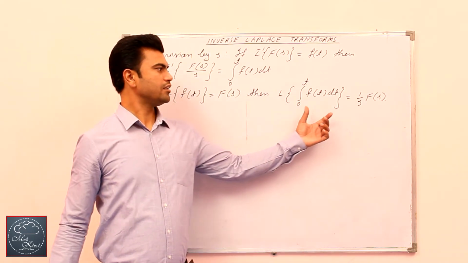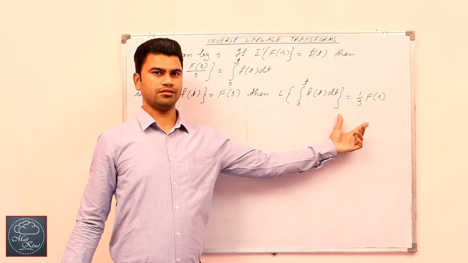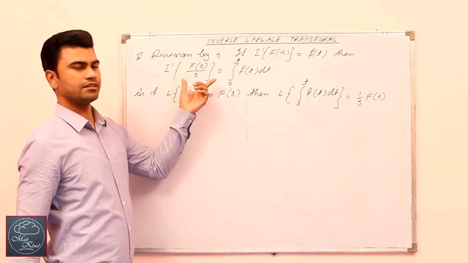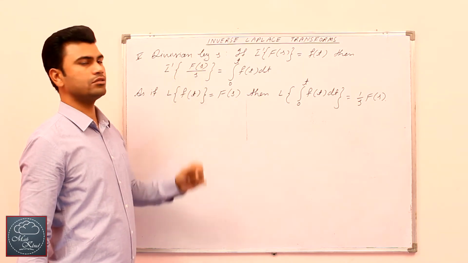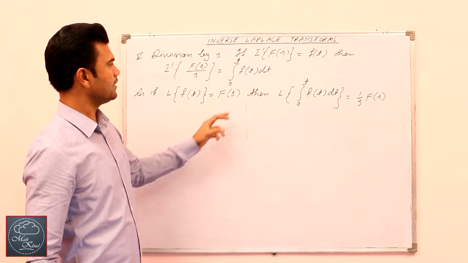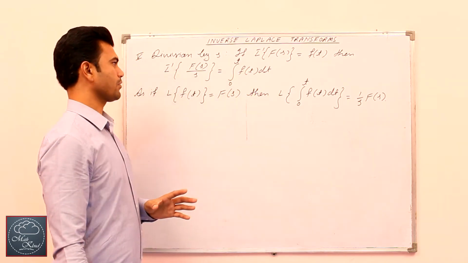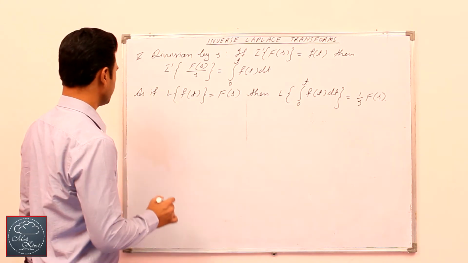So here, if you take the inverse Laplace transform on both sides, you are going to get this result: the Laplace inverse of F(s)/s is given by the integral from 0 to t of f(t) dt. Now let us take one example on this.